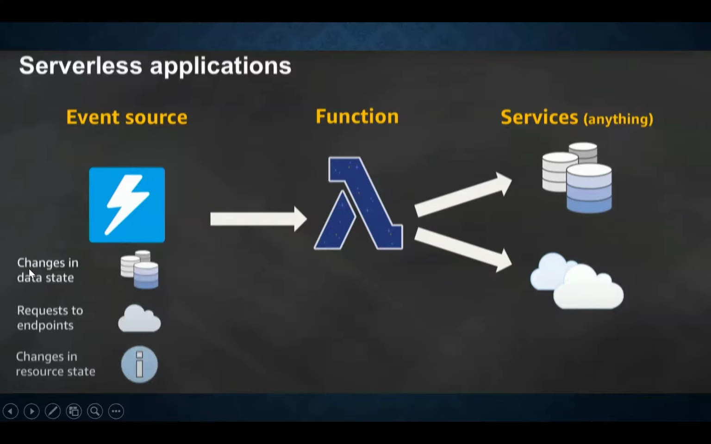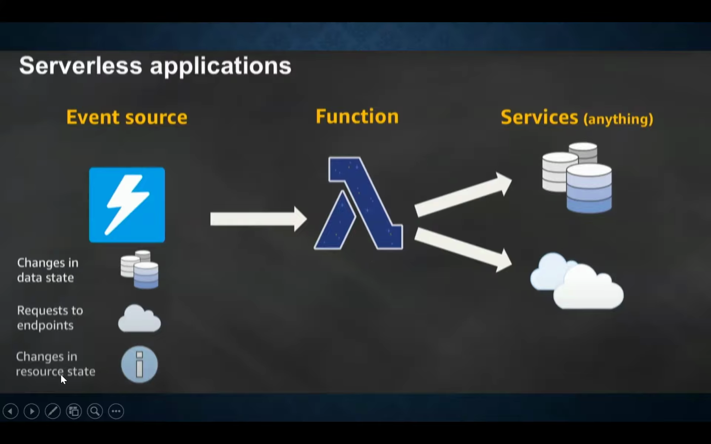So these triggers or the event source could be changes in the data state, in the sense that if there is some change in the data state, or a request to the endpoint. If someone wants something from your services, if someone makes an API call, again this event gets triggered and your function will run.